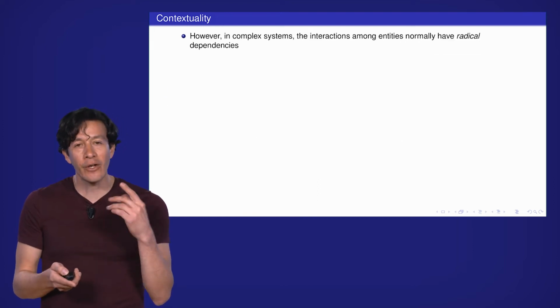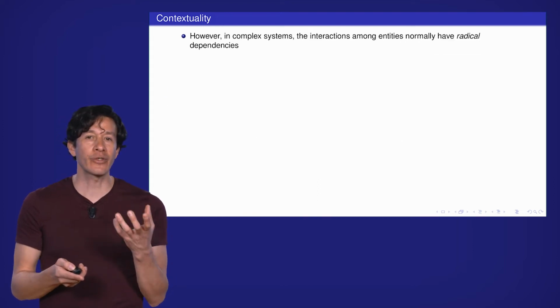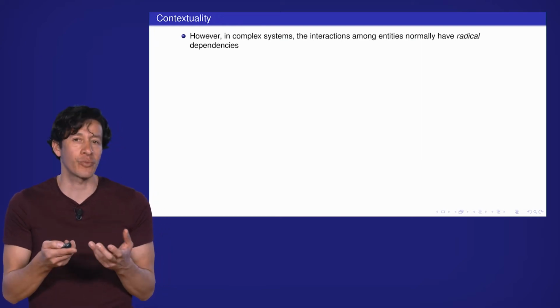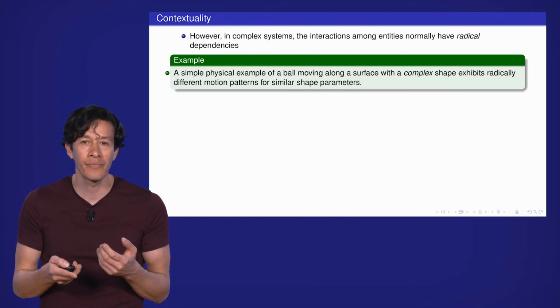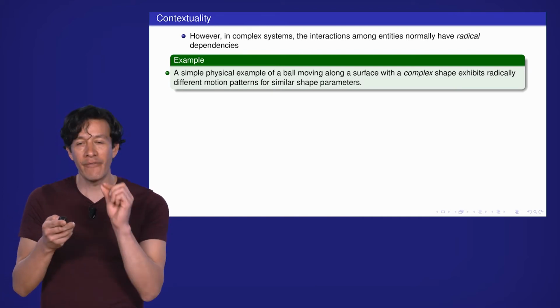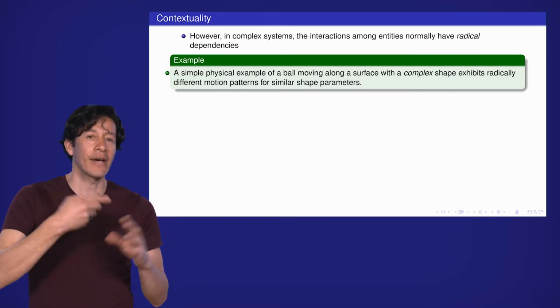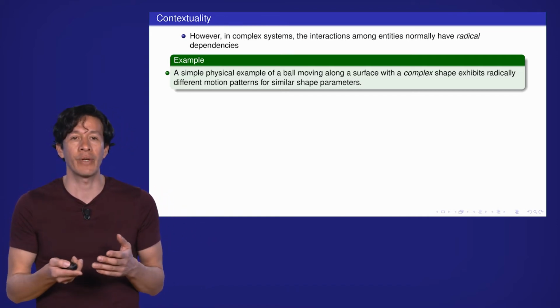So in complex systems, interactions among entities might have radical dependencies. What radical means is, for example, that a very small change in the conditions might imply a very big change in what's going to happen.